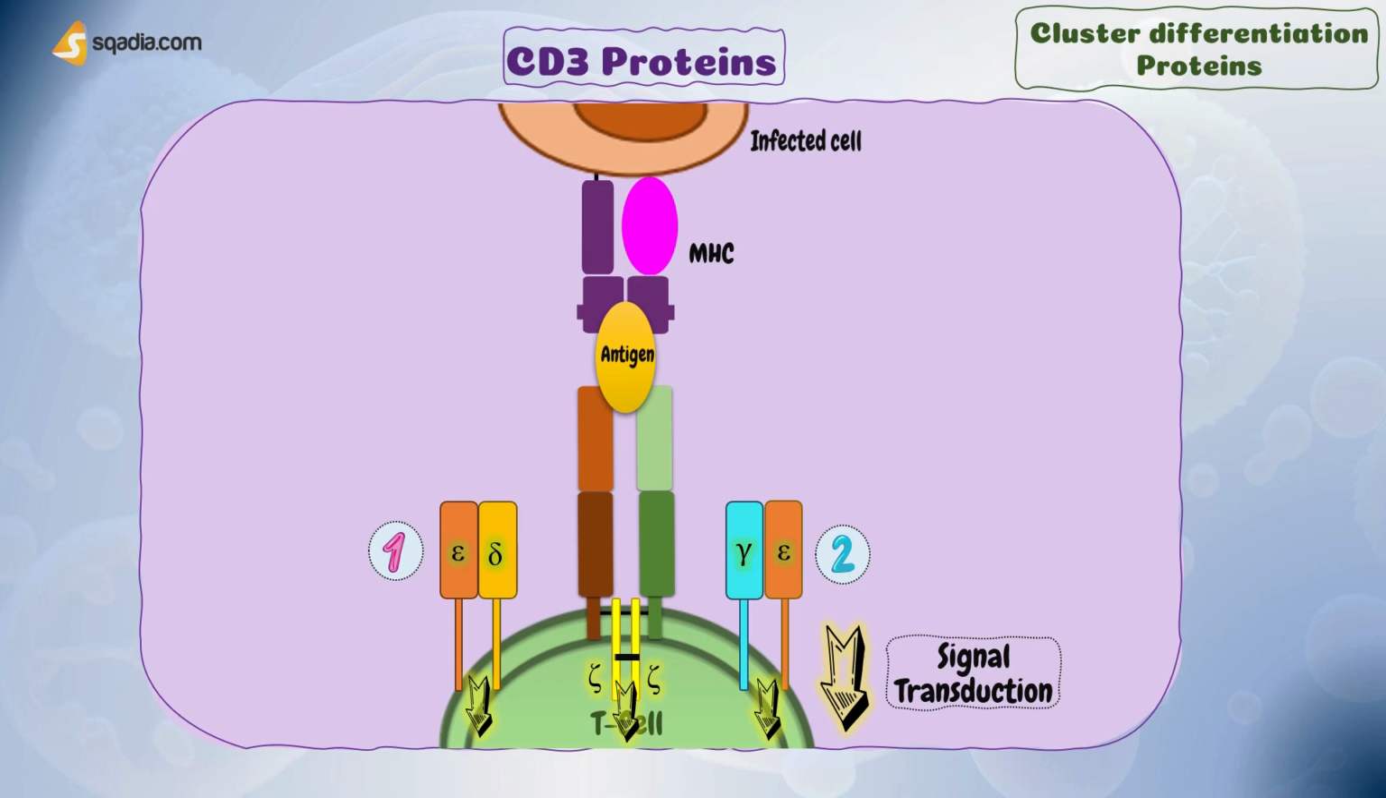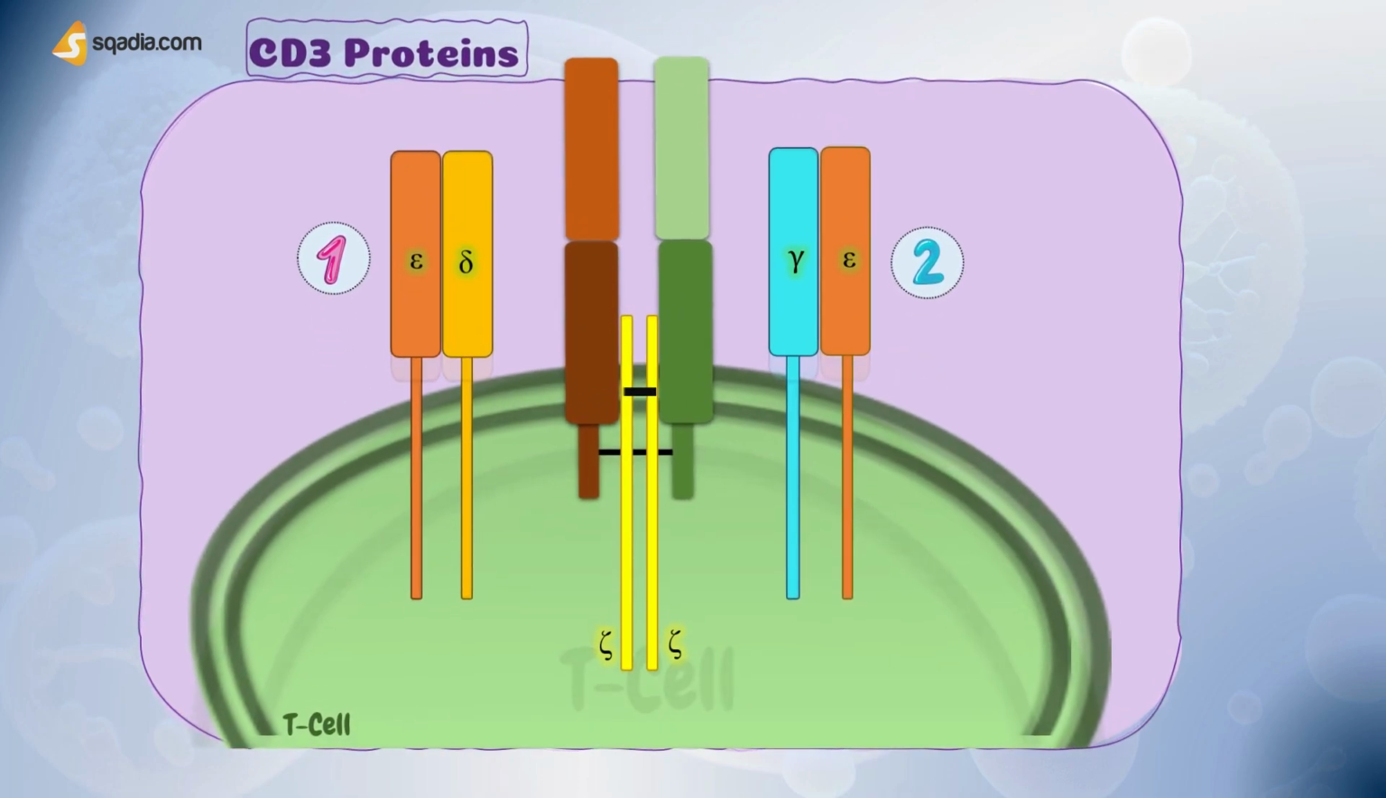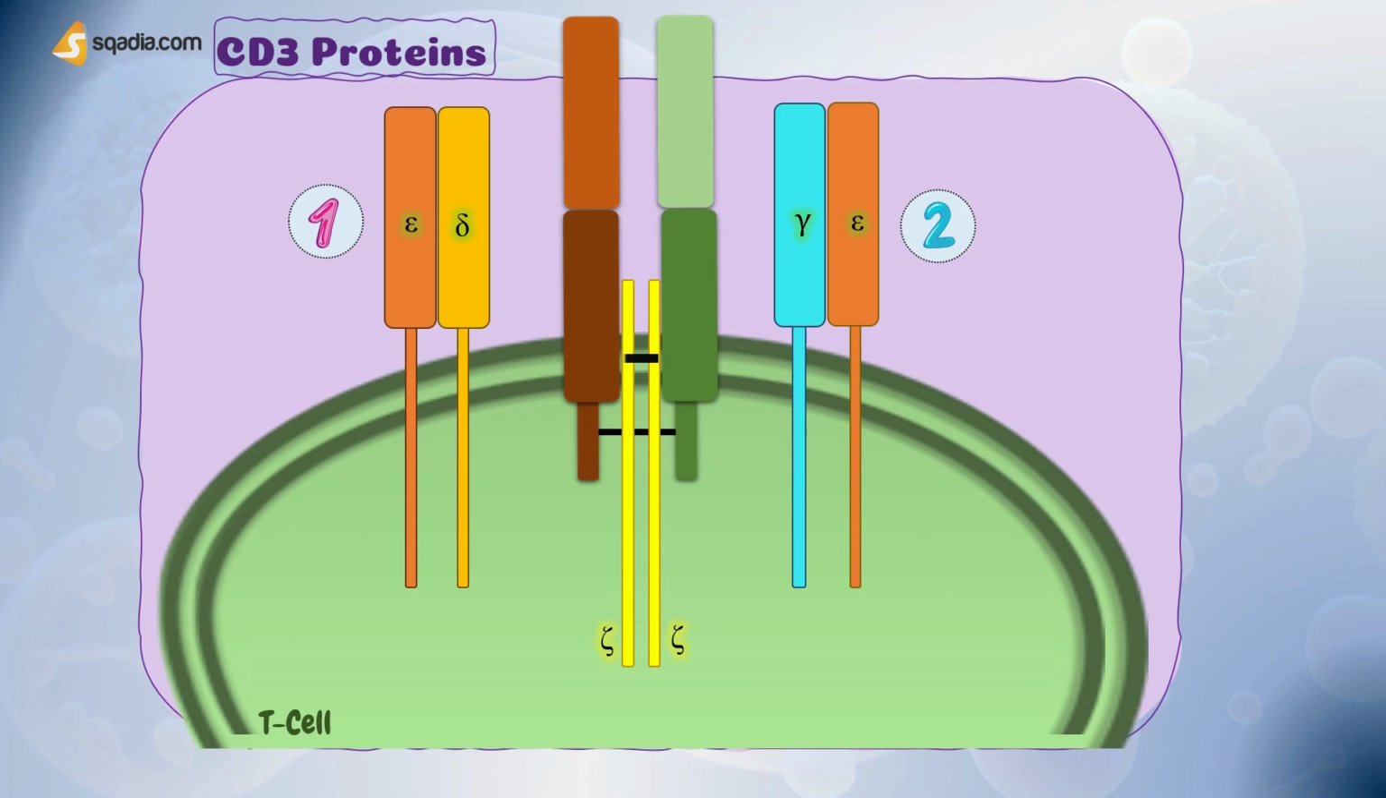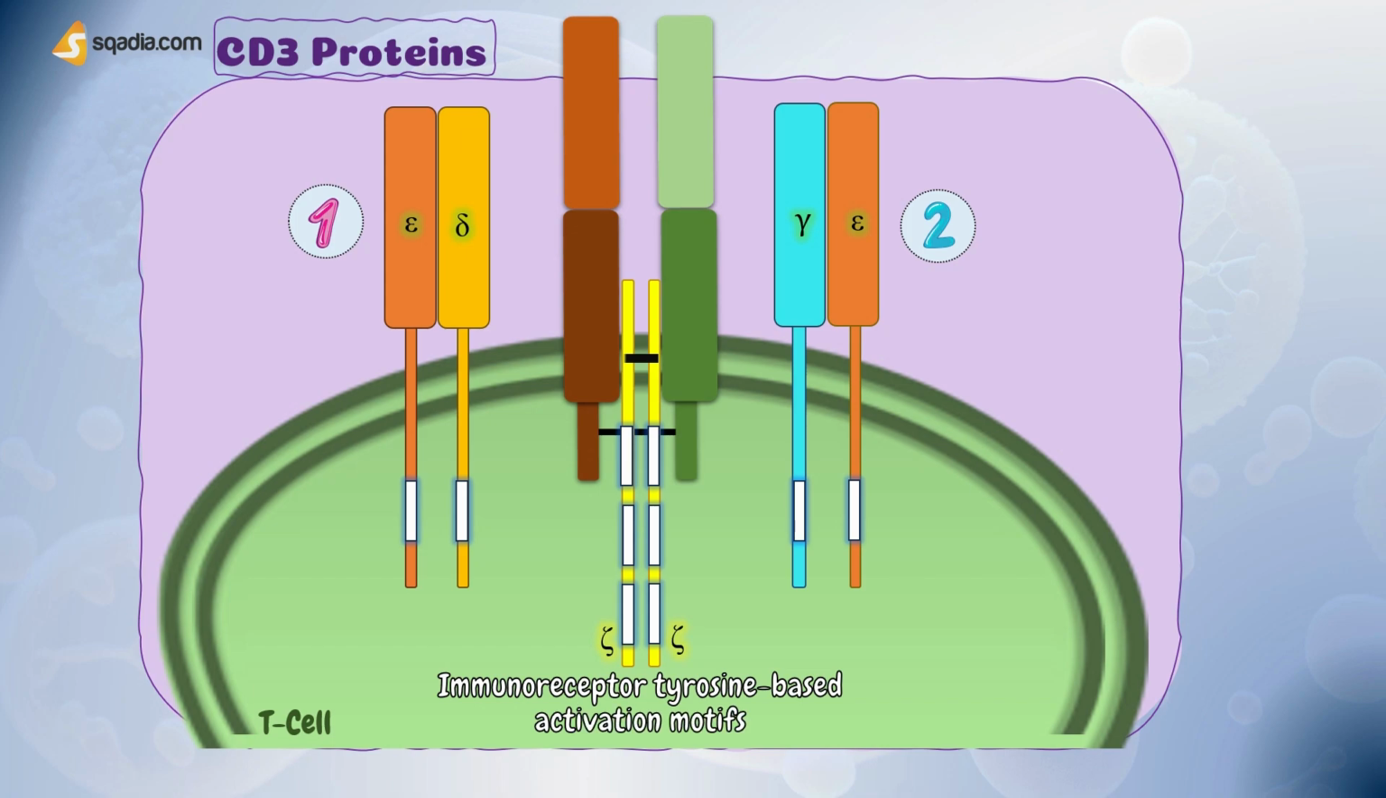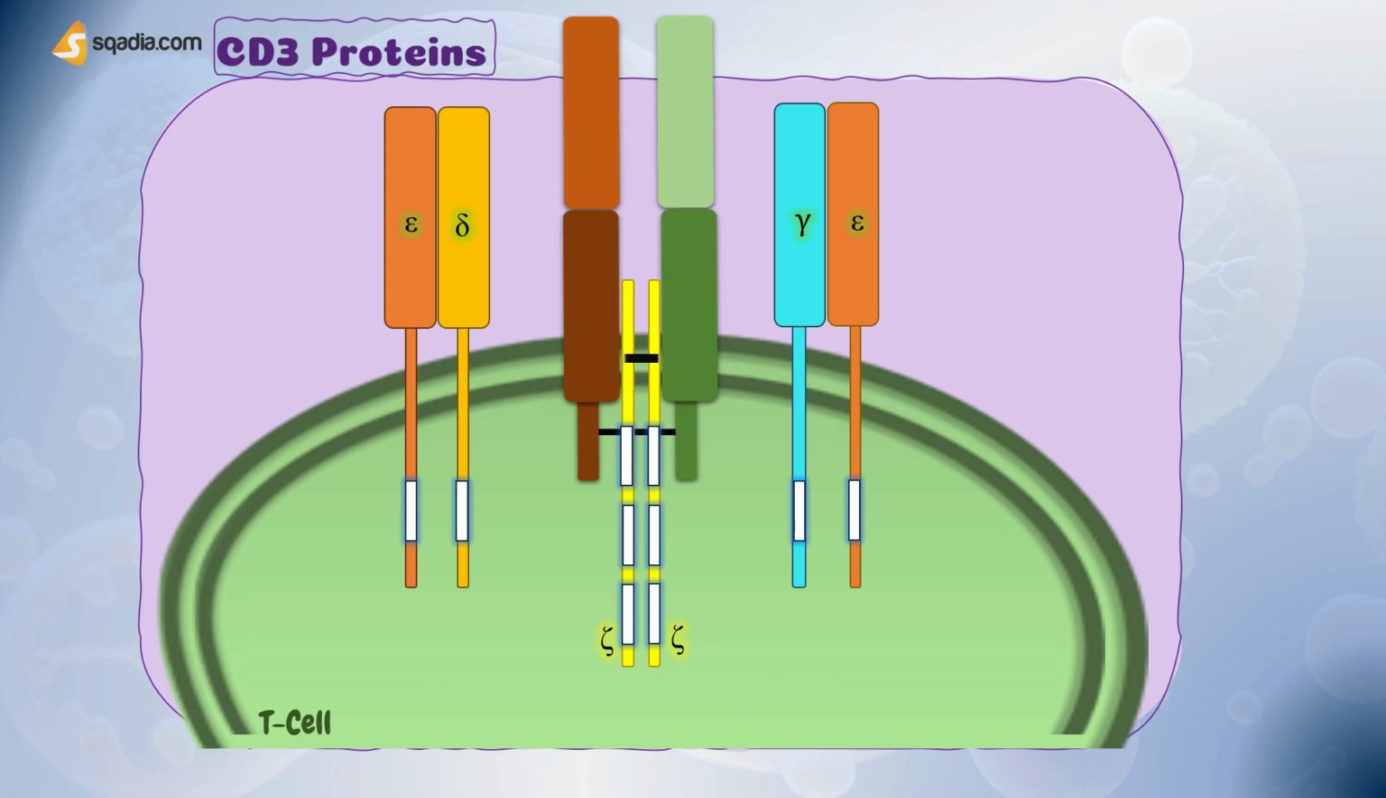I am not going to explain the detailed mechanism here, for that you have to watch another video under the title T cell activation. Here I'll explain it briefly. Actually, what happens is that these CD3 proteins contain special sites called immunoreceptor tyrosine-based activation motifs, or simply called ITAMs, within their cytoplasmic tails. These ITAMs then become phosphorylated upon TCR engagement with the antigen MHC complex.